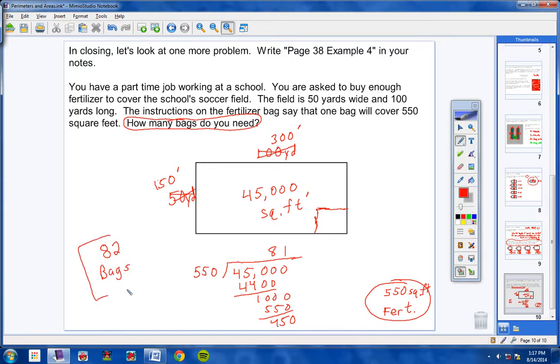If you need to, whether at home or in class, back up the video and watch it again, that's totally fine. But it's a good multi-step word problem thinking problem, in which you're figuring out how much area you have of a certain figure so that you know how much of something to buy.